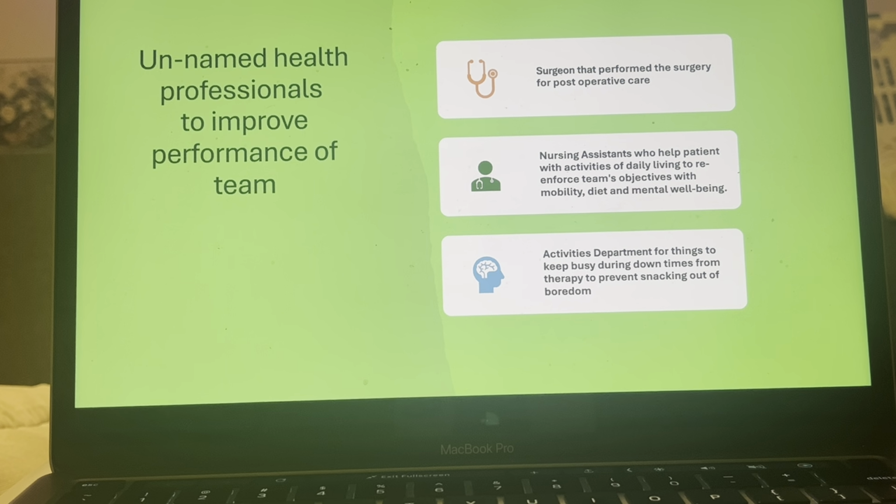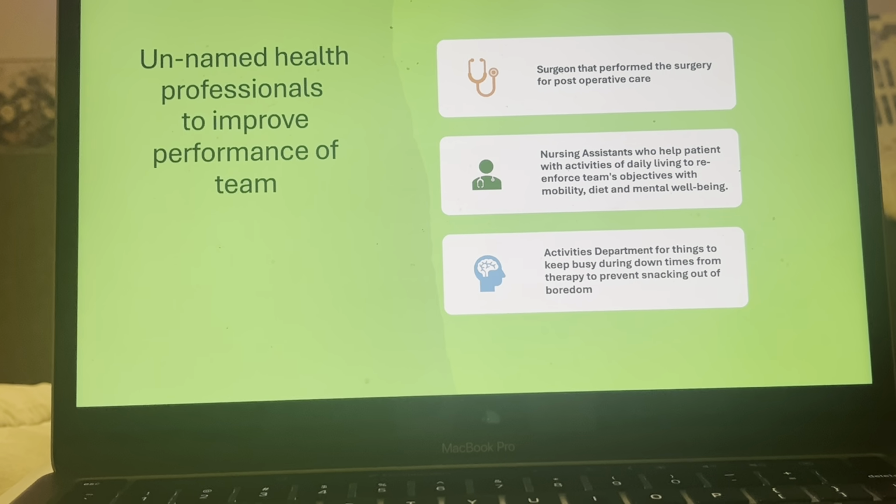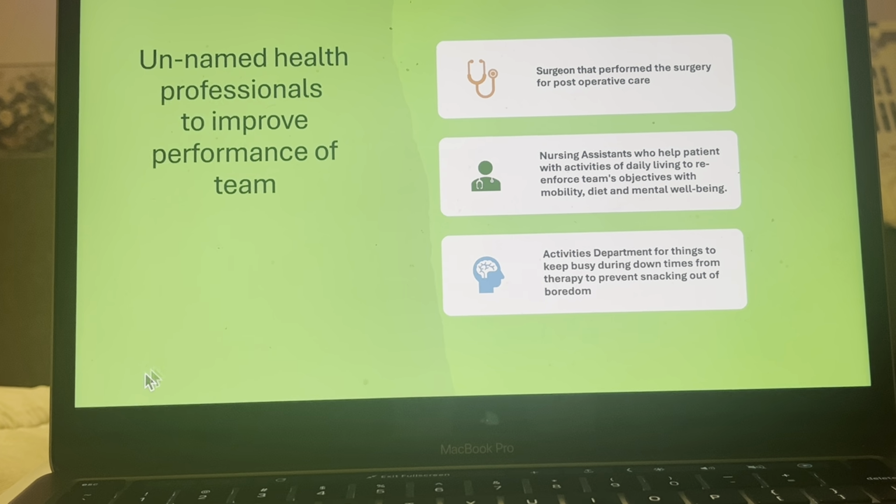And the activities department in the skilled facility or rehab facility could keep them busy during downtimes from therapy. I know I was in a skilled facility for antibiotic therapy, and I was depressed. It was not a good time in my life. And I went to bingo, and it was the best time I had. I won a silly little prize, but for that hour, I got out of why I was there, and I joked with other patients that were kind of stuck in a wheelchair like I was. It was wonderful.